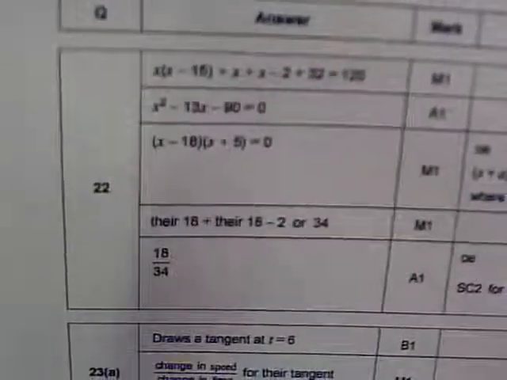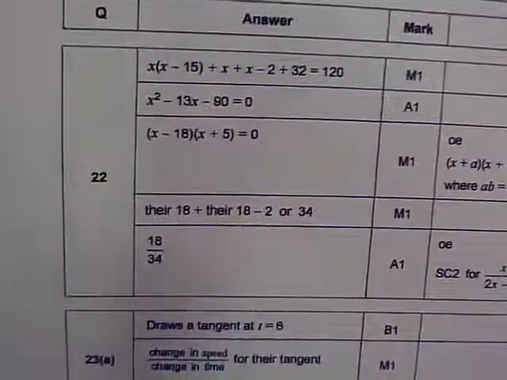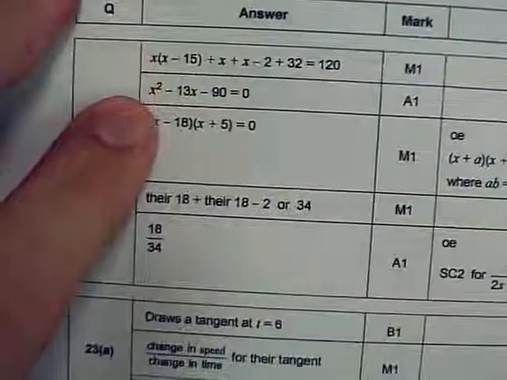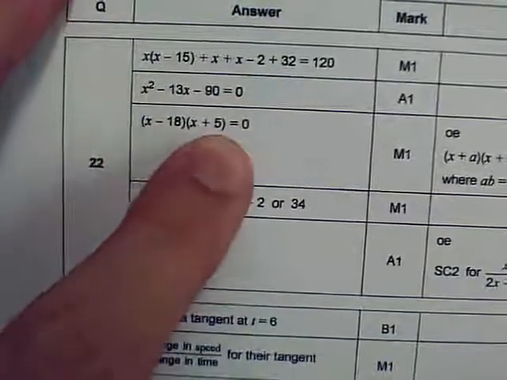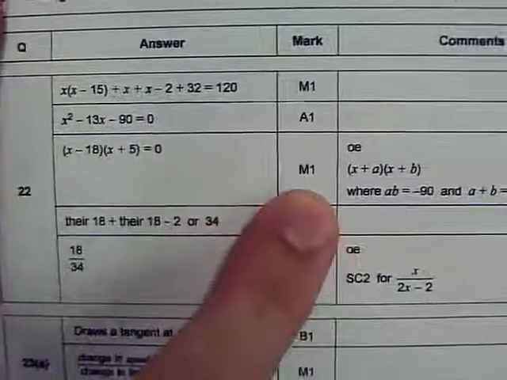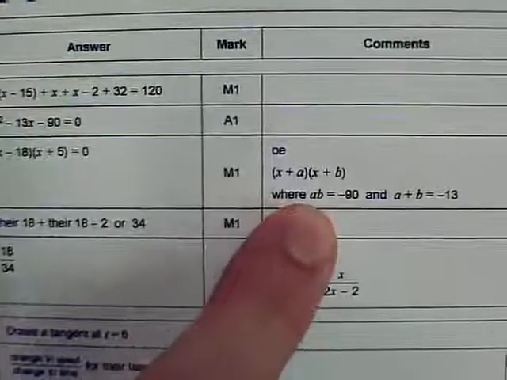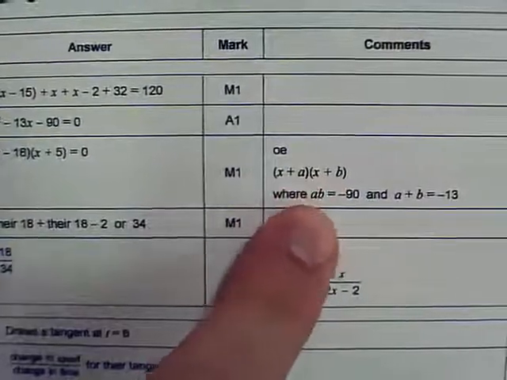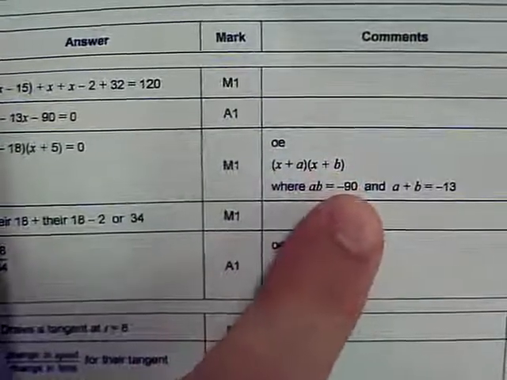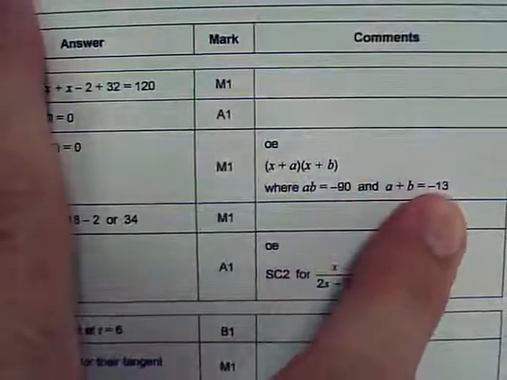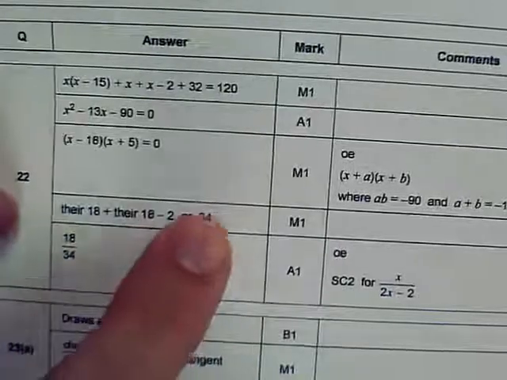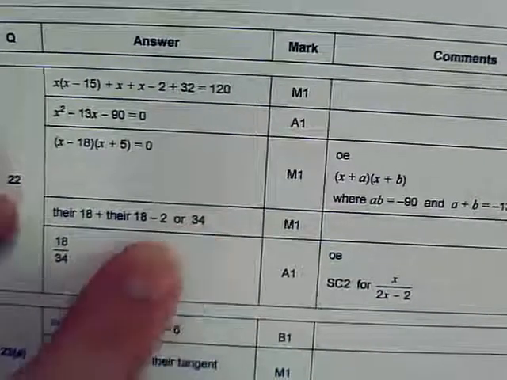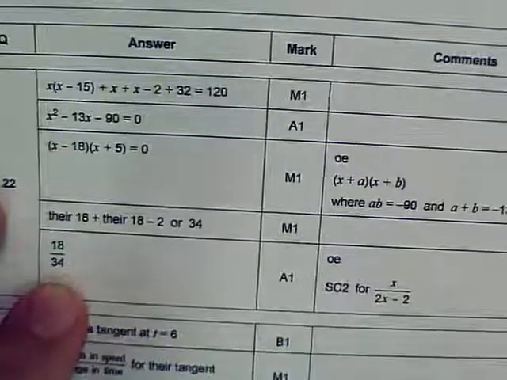So we can see that the first part of the question is how we started it. By adding up all the values, making it equal to 120 to help us work out what x is, that gives us the first mark. We get down to the point where we've simplified it, we've got it equal to 0, that gives us a second mark. If we've then factorised it correctly, then we get the third mark. It actually gives you some other options. So if you've written brackets where a times b gives you minus 90, and a plus b gives you minus 13, then you can get the mark for that as well. The next bit is to get the 34, so that's the bottom of the fraction correct. And the last mark is to get 18 over 34 as your final answer.